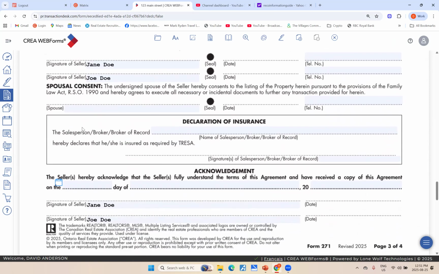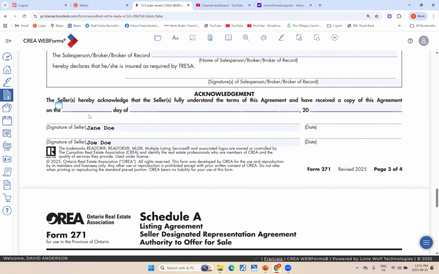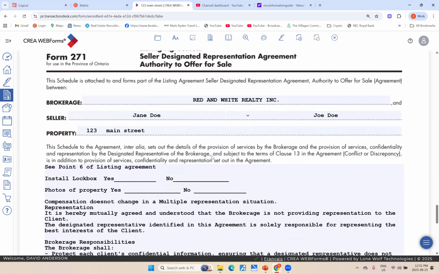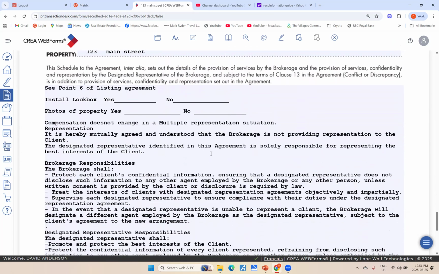Declaration of insurance: the salesperson, and you put your name here and what you are, salesperson or broker of record, hereby declares that he or she is insured as required by TRESA, and they sign. And then the seller acknowledges that they understand the terms of the agreement, has received a copy of this agreement on, so you put the date, and then the seller signs it. We have a Schedule A in here because RECO said we need to tell the seller what it is that we're doing for them as part of our services.